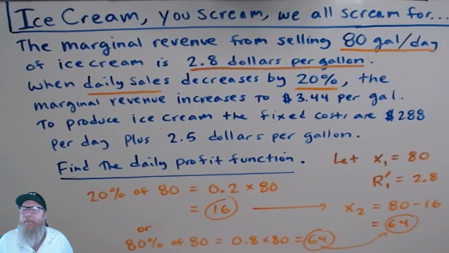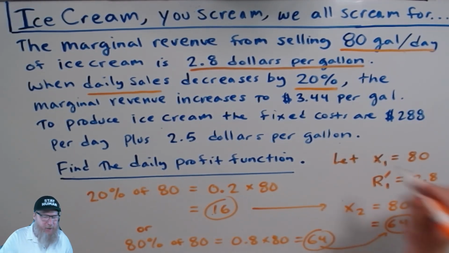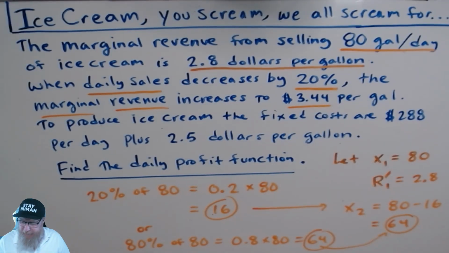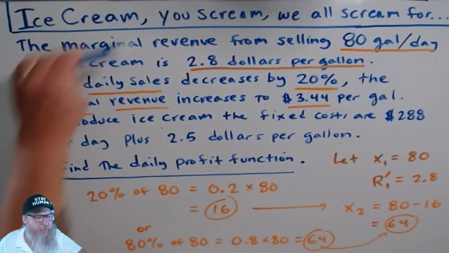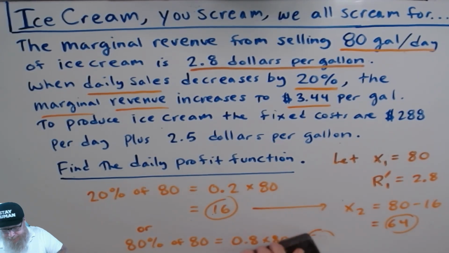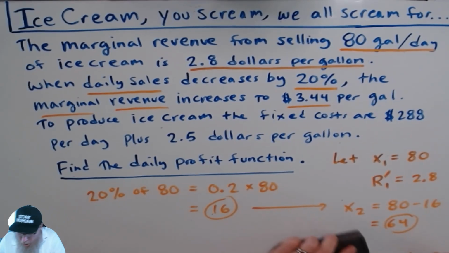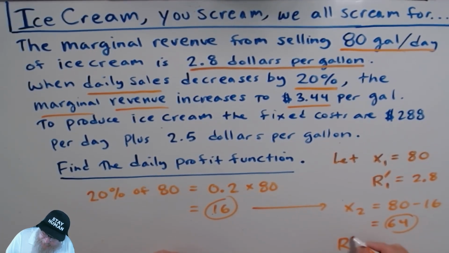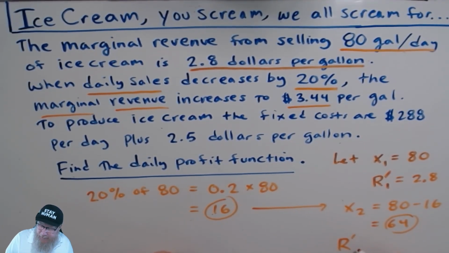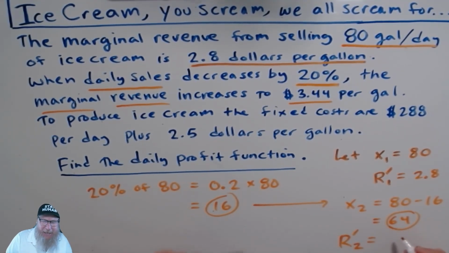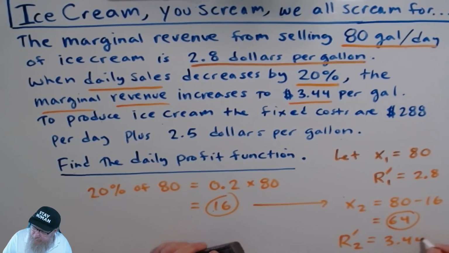Okay, probably going to need a calculator next. So the marginal revenue increases to $3.44 per gallon. So that means our R2, not P2, because it's not profit yet, or price. It's the revenue, marginal revenue, so that's the derivative of the revenue function, actually increases to $3.44.